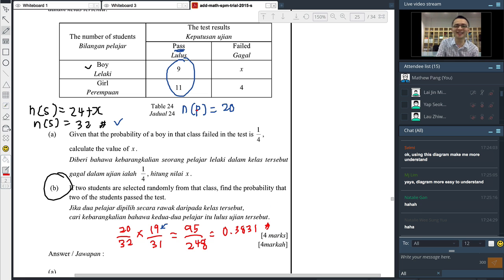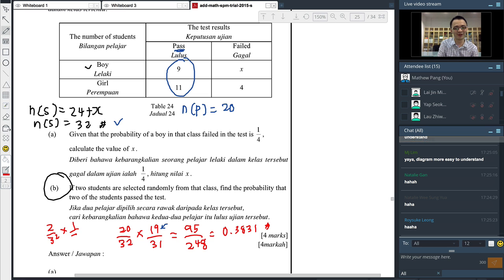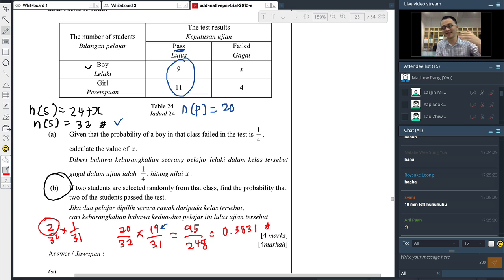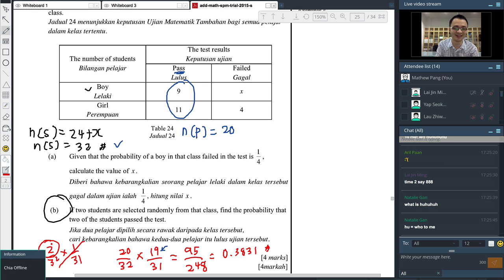Yeah, if you can understand the diagram, it will be very easy. But some students might think this is 2 over 32 multiplied by 1 over 31. We couldn't do this, because 2 is not the total number of students who passed the test. 2 is just because you think this is 2 students. Yeah, we only have 10 minutes left. Okay, yeah, this is wrong. Don't do this.